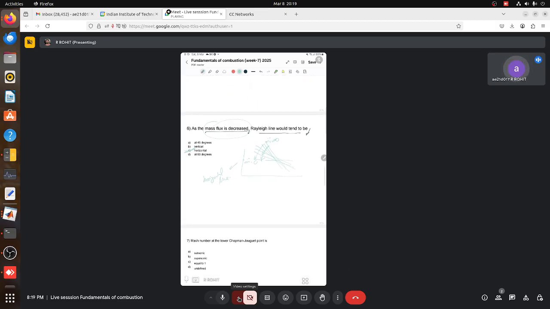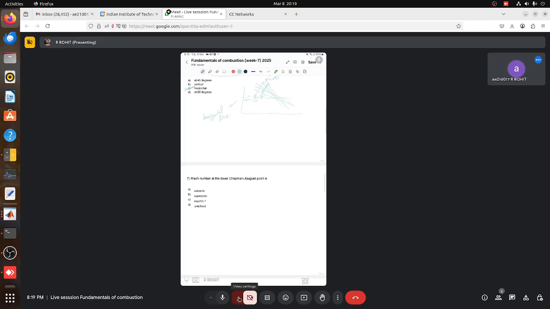Now if we move on to the next question. The Mach number at the lower Chapman-Jouguet point is subsonic, supersonic, equal to 1, or it is undefined. So I'll wait for 1 or 2 minutes for you to get the answer.